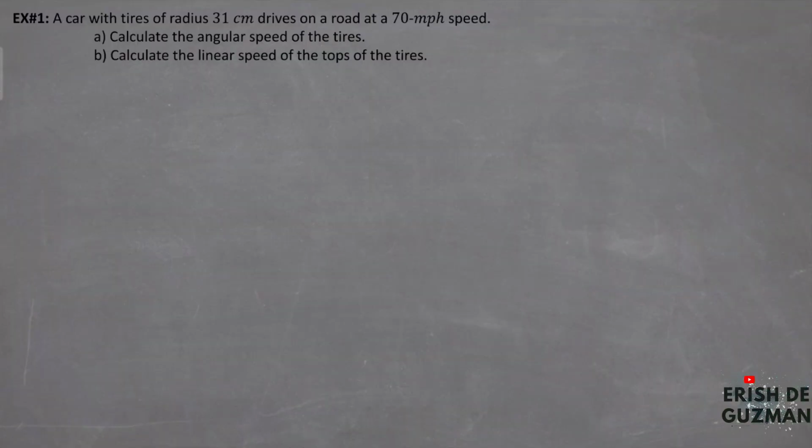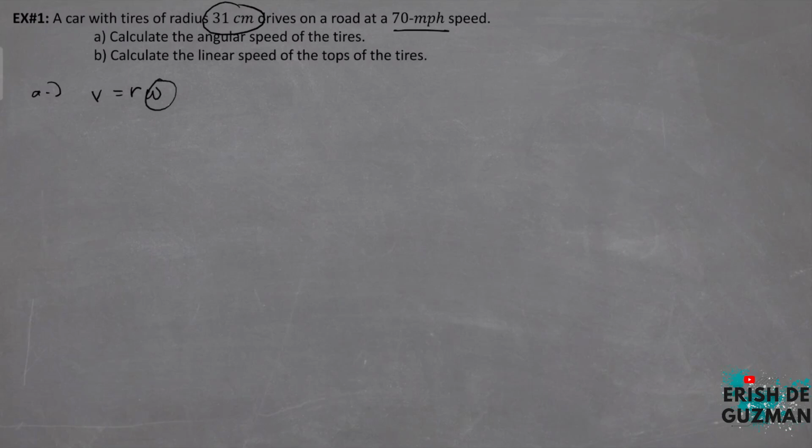Example number 1. A car with tires of radius 31 centimeters drives on a road at a 70 miles per hour speed. Letter A, calculate the angular speed of the tires, and letter B, calculate the linear speed of the tops of the tires. So for this example, let's start with letter A. Alam na natin yung linear speed and yung radius ng tires. We have a linear speed given 70 miles per hour and yung radius na 31 centimeters. So, pwede na natin i-rearrange yung equation natin na linear velocity equals radius times the angular velocity to solve for the angular speed. Ito siya.